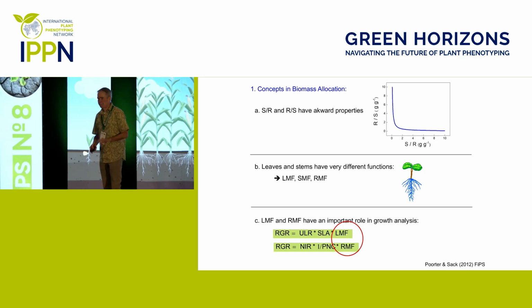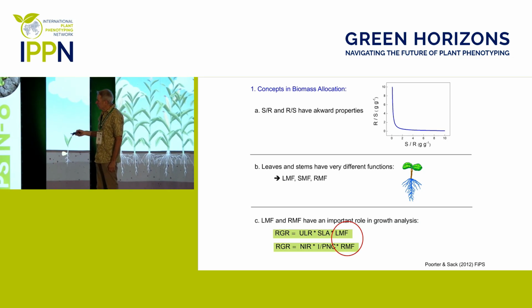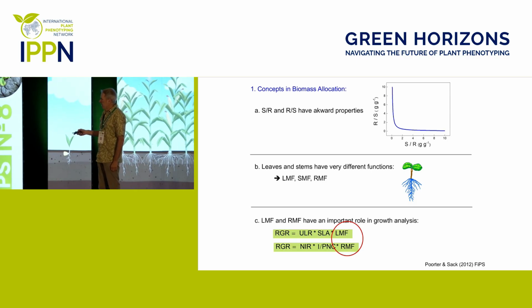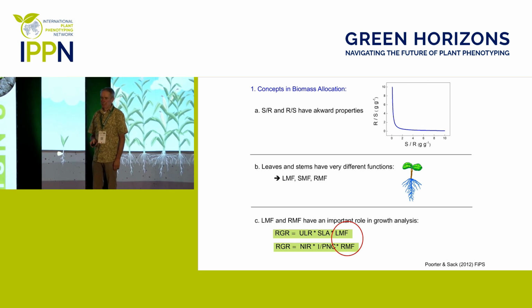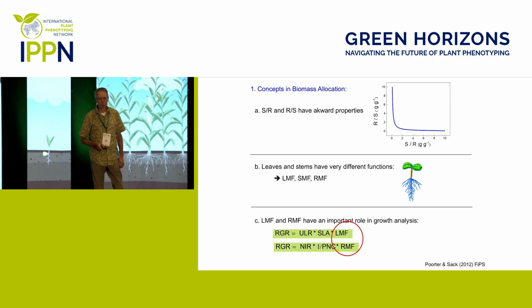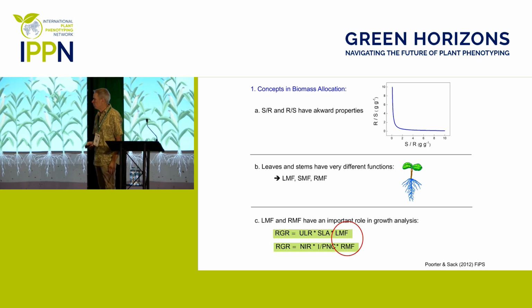And last but not least, if I have not convinced you yet, if you look at the equations that are used to describe the growth rate of the plants, the relative growth rate, it's never the shoot-to-root ratio that comes up. It's always the leaf mass fraction or the root mass fraction that is one of the important components of the growth rate. Right? So I will use leaf, stem, and root mass fraction in the rest of my talk.